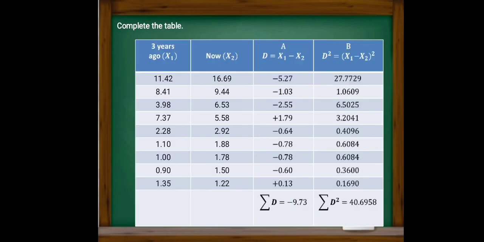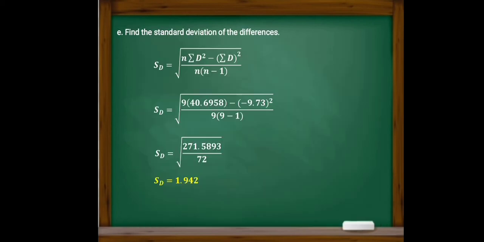Now, since we're done getting the mean of the difference and the squared of the difference, now let's complete the table. So, we input our computations. After that, you have to find the standard deviation of the differences. So, we have here the formula. Then, since we have the values, let's just automatically substitute its value to the formula until we can get standard deviation is equal to 1.942. So, that is our standard deviation.